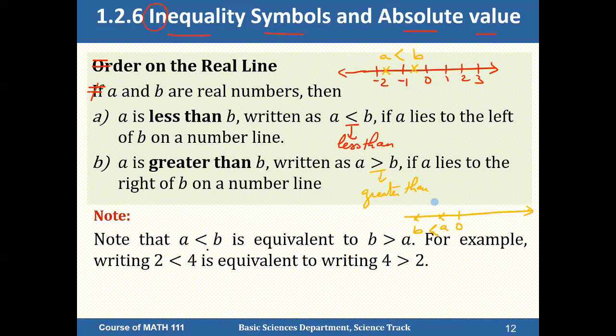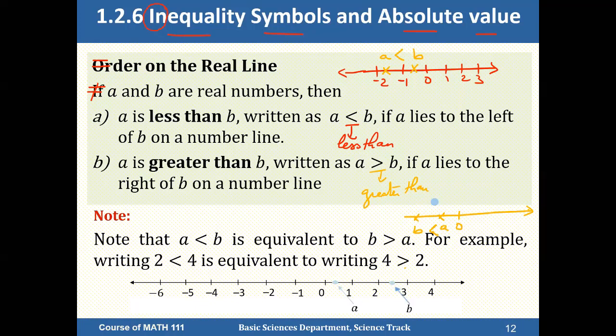So if A is less than B, it's also equivalent to say that B is greater than A. 2 is less than 4 and 4 is greater than 2. Okay, the one on the right is the larger, the one on the left is the smaller. So here in this case A is to the left of B, so A is less than B. Whether negative or positive, the one on the left is the smaller.